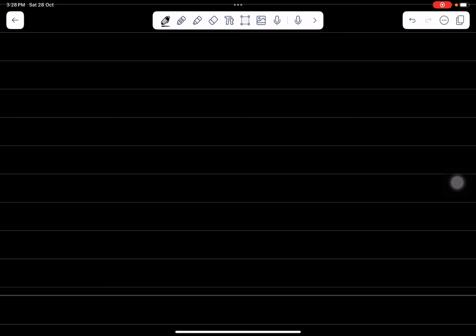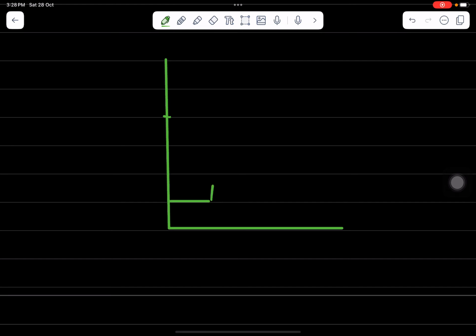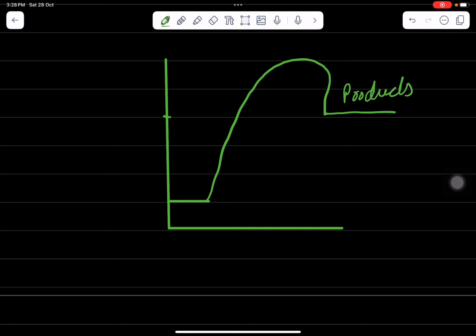Suppose that these are the axes, and here we have the reactants, and here we have our products. As you know very well, this is our activation energy.